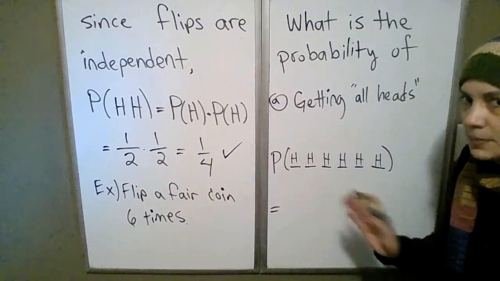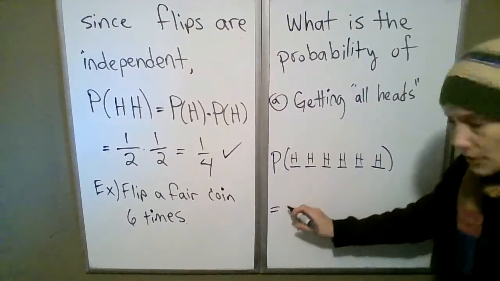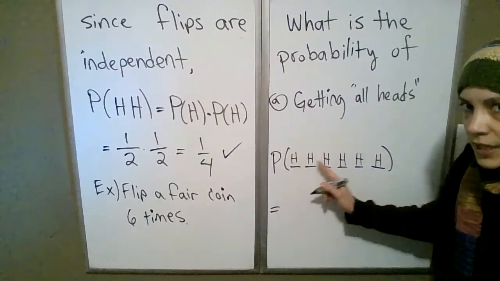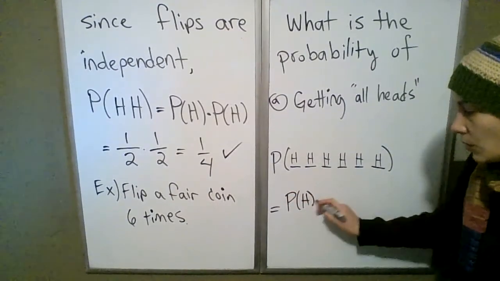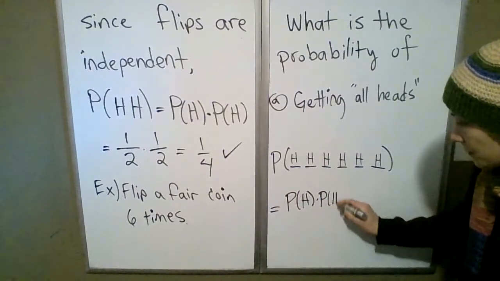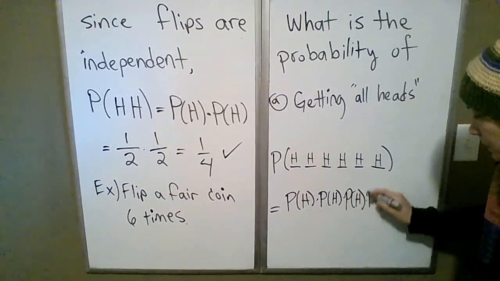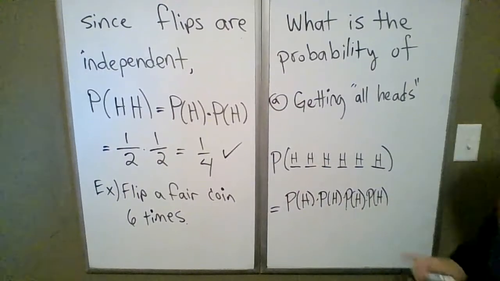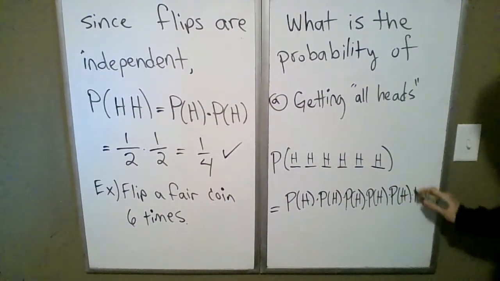Every flip is independent of the other. So this comes from the rule, since flips are independent, the probability of H and H and H and H and H and H is equal to the probability of H multiplied with itself 6 times.